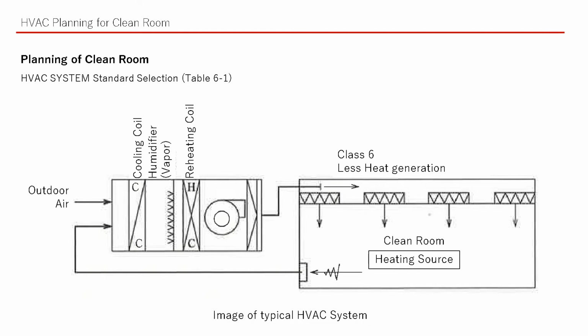We would like to start to explain about HVAC planning. This image is one of the typical HVAC systems for clean room. Basically, the contents are simple. For example, for class 6 grade, we need to plan a cooling coil, humidifier, and reheating coil for controlling temperature and humidity. And we need to consider a filter box or fan filter above the ceiling. That's all for the contents of the HVAC system for clean room, for your simple understanding.